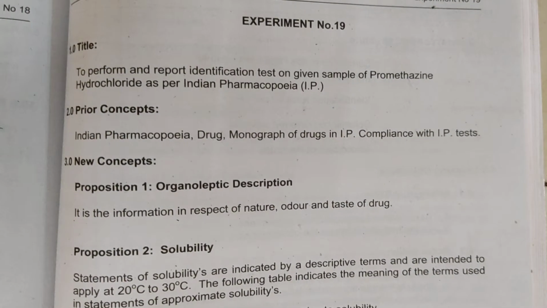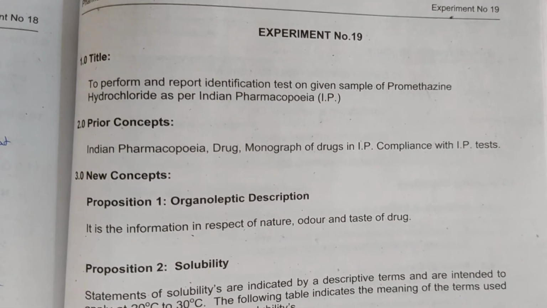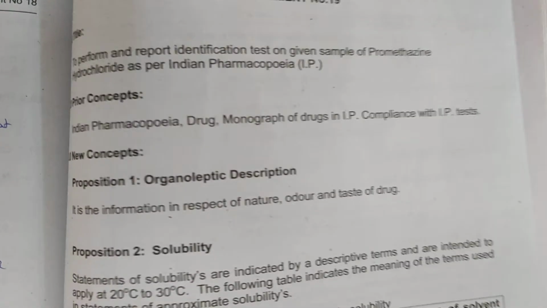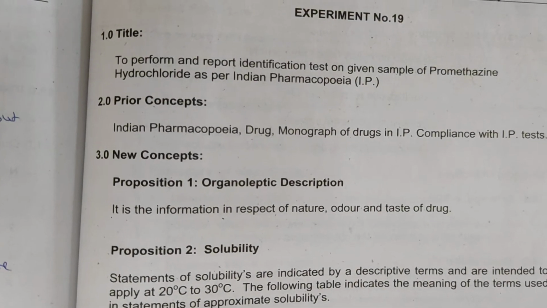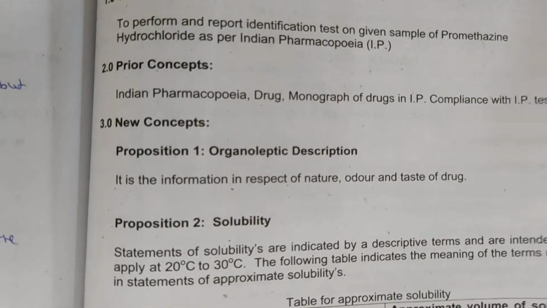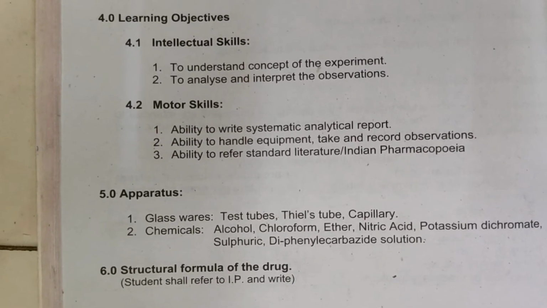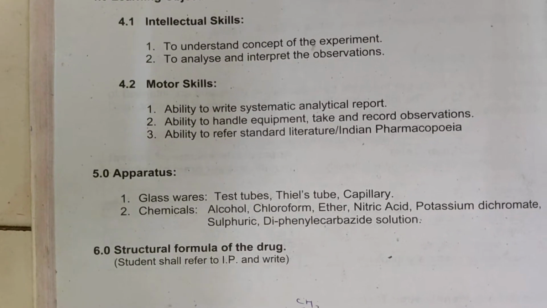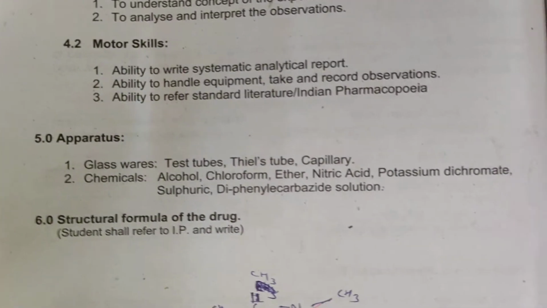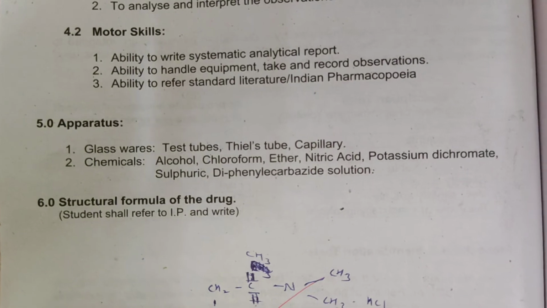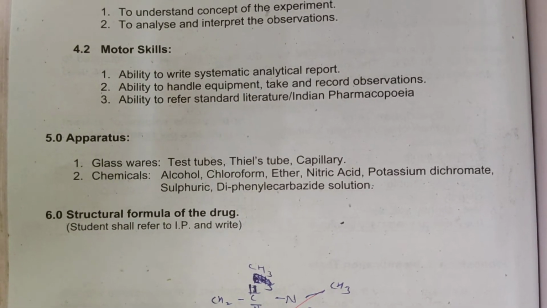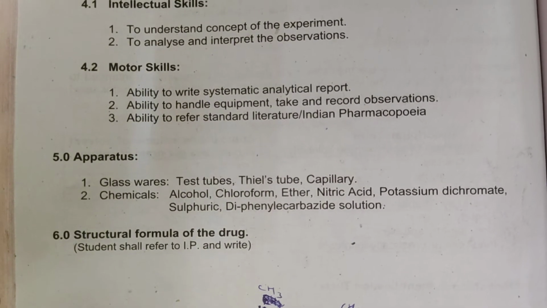Today we are going to perform experiment number 19: to perform and report identification tests on a given sample of promethazine hydrochloride as per IP. The requirements for the experiment are a test tube, Thiele's tube, and a capillary. Chemicals required are alcohol, chloroform, ether, nitric acid, potassium dichromate, sulfuric acid, diphenyl carbazide solution, etc.